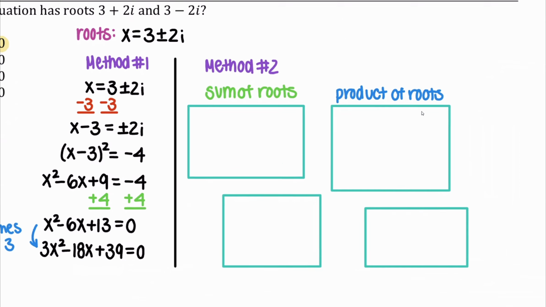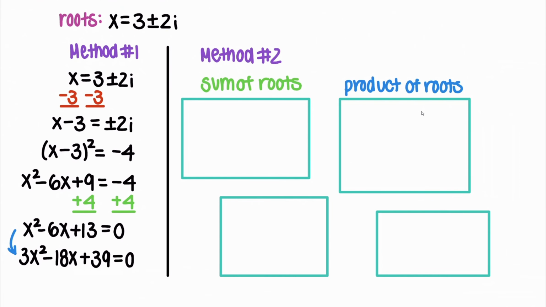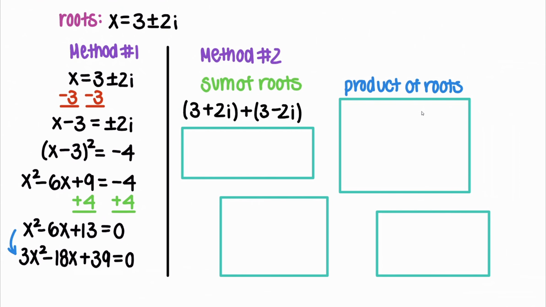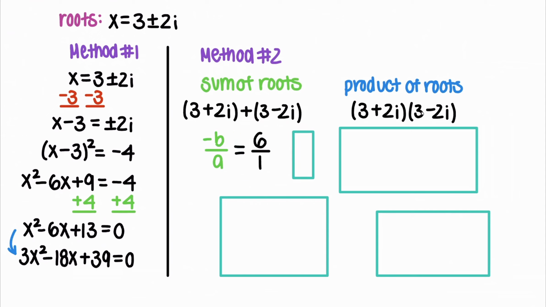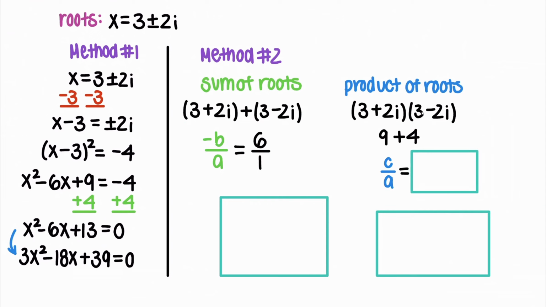Now, if we chose to approach it the second way, using the sum of roots and product of roots, we would have to add our roots together and then multiply our roots together to find values for a, b, and c. For the sum of roots, we have to remember that it is also known as negative b over a, and that gives us, in this case, 6 over 1, while the product of the roots is c over a, and that gives us 13 over 1.